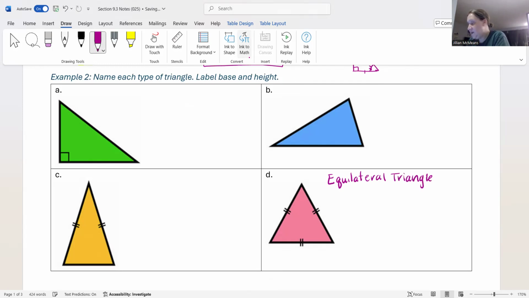Okay. And we can see that the sides all have the same measure. We'll put these little tick marks in there, and as long as sides have matching tick marks, that indicates that they have the same measure. So all three sides have the same measure, which would kind of by default mean all of these angles inside would also have the same measure.